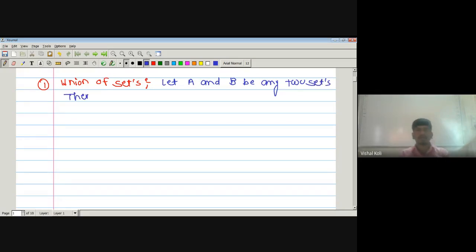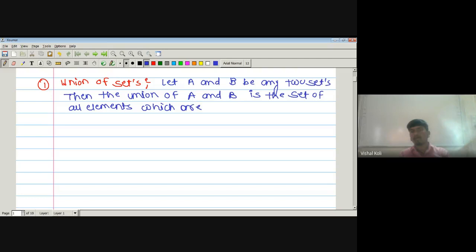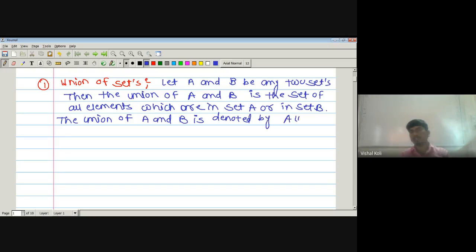Then the union of A and B is the set of all elements which are in set A or in set B. And the union of A and B is denoted by this symbol, that is A union B.